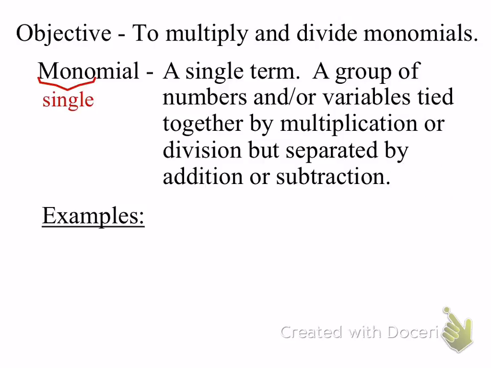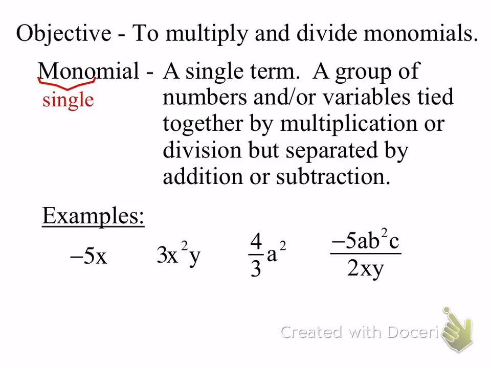Some examples would be negative 5x, 3x squared y, 4/3 a squared, negative 5ab squared c over 2xy, and xy squared. So these are all monomials. Pause the recording if you need to write. Take notes. Can anybody tell me what a coefficient is?